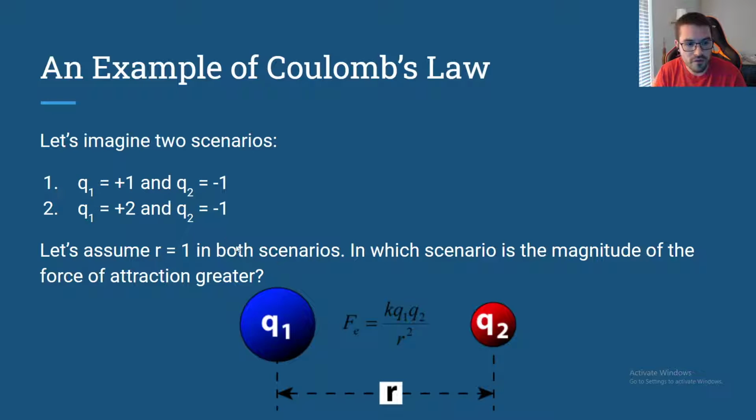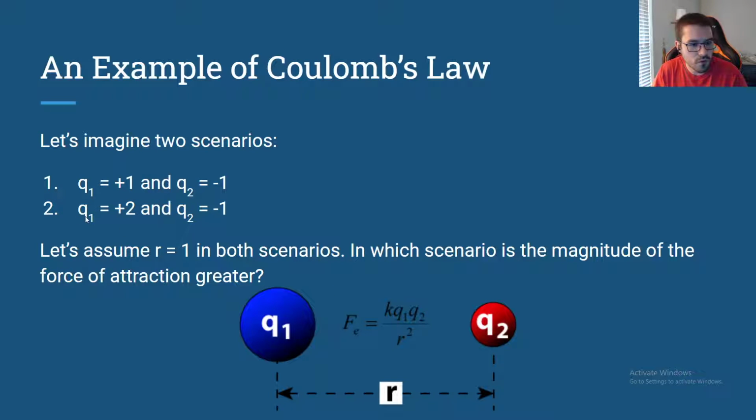So let's get into some examples here and take a look at how Coulomb's law really works, all right? So let's imagine that we have two scenarios here. We've got scenario 1 where we have Q1 being +1. So think of this blue sphere here as being a proton, right, +1. And then Q2 is equal to -1. So think of this smaller sphere over here as being an electron, okay? So proton and electron, right?